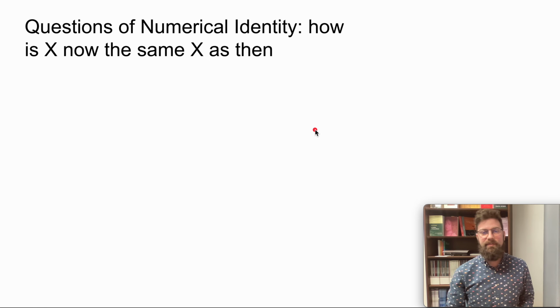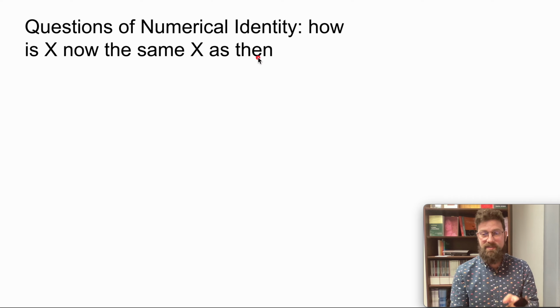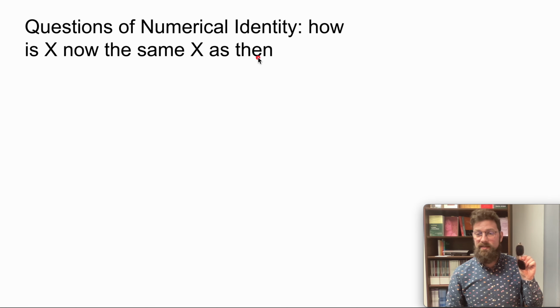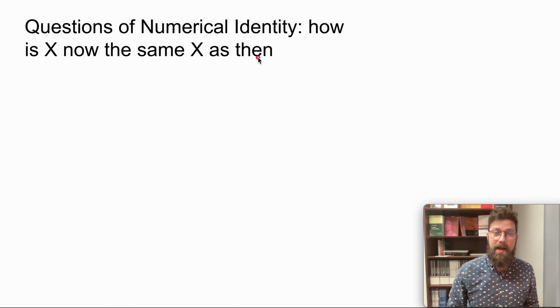So, what is this question of numerical identity? Well, it's the question, how is X now the same as X then? So, we all agree, for instance, that this pair of sunglasses is one thing, and even if the factory made another pair, that would be a distinct thing. But we might say that these sunglasses are one and the same with themselves, right? We might then ask the question, well, I leave these sunglasses in my bag or on my desk, and then the next day I come and I pick them up, and I assume that not only are these sunglasses identical to themselves in the moment, but that they continue to exist over time.